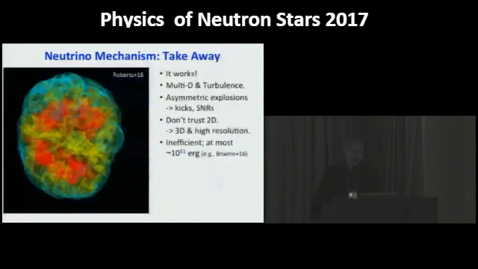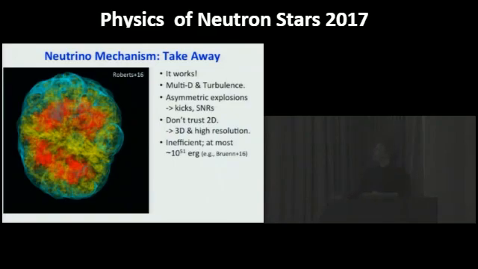So let me just give you the takeaway on the neutrino mechanism. It does work. We're no longer in a situation where we don't understand how supernovae explode. We can produce these kicks, these asymmetric explosions, but we cannot trust the cheaper 2D simulations. We need to run these very large 3D simulations.